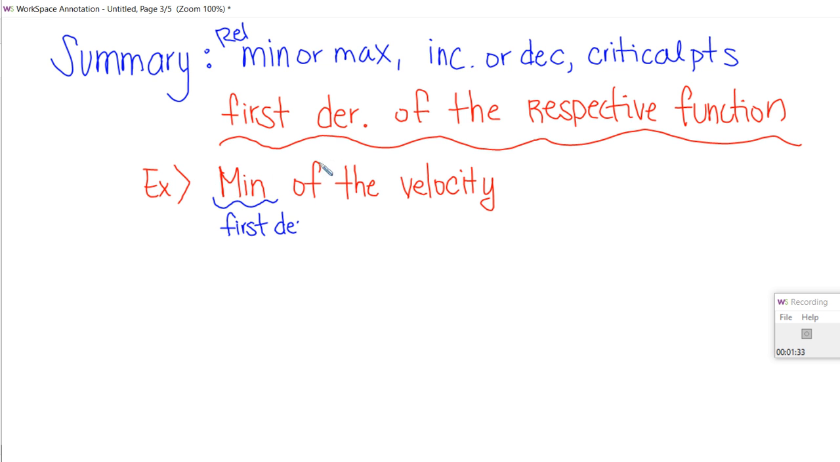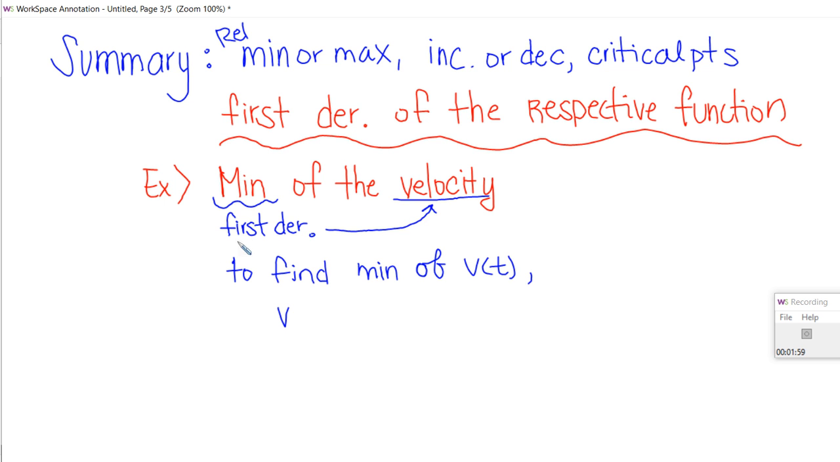And we're going to connect that with the velocity. So our respective function this time is the velocity. In order for us to find the minimum of velocity, we need to take the first derivative of the velocity. So to find the minimum of velocity, v sub t, we have to find the first derivative of v sub t. And we know the first derivative of velocity is acceleration. So that's what we're looking at.